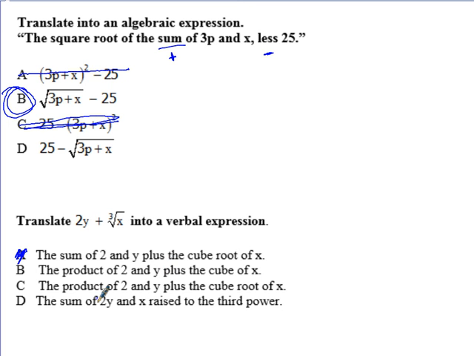The sum of 2y and x raised to the third power. Well, I have a cube root of x, not to the third power, so I can get rid of that. The cube of x would mean x to the third power as well, so I can get rid of that. And let's just make sure this one matches. The product of 2 and y, that would be 2 times y, plus the cube root of x, which is what we have here. So C is the correct answer.